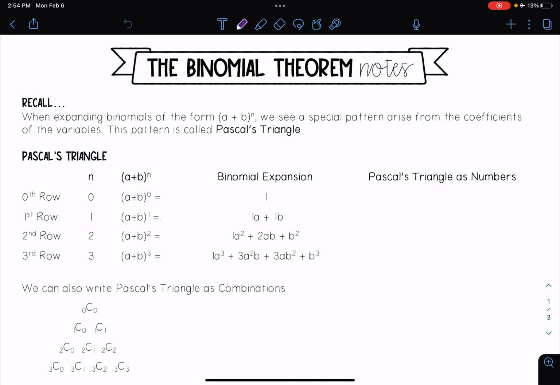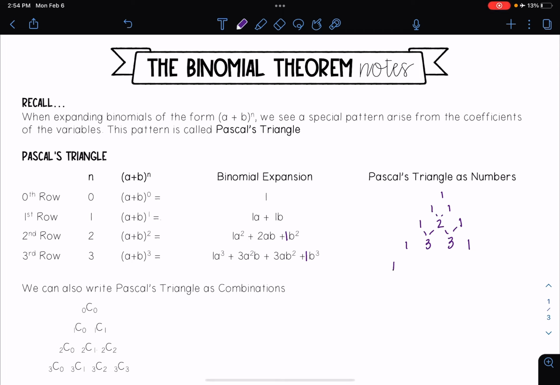And so we had this Pascal's triangle written as numbers of the coefficients of these variables. We have 1, 1, 1, 1, 2, 1, 1, 3, 3, and 1. So we have a 1 in front of both of those b's. And so we start with 1 and 1, 1. This 2 right here is the sum of 1 plus 1. 3 is the sum of 1 plus 2, and that pattern would keep going.